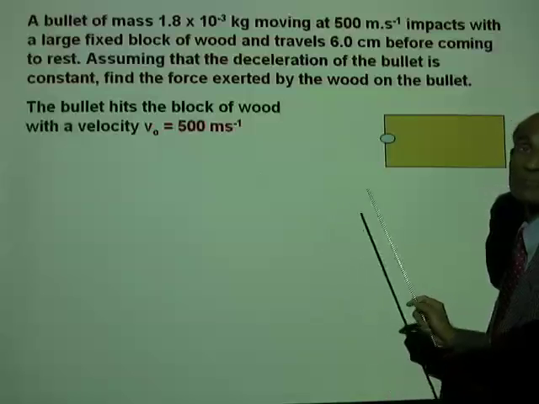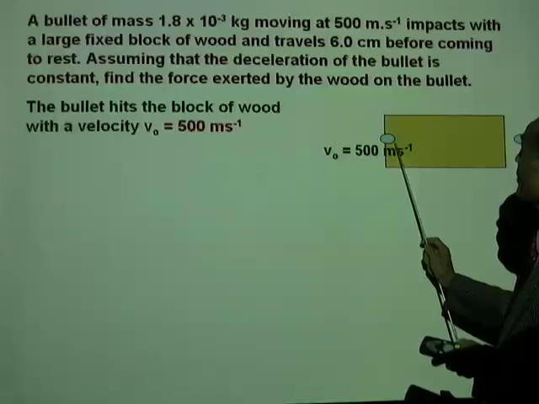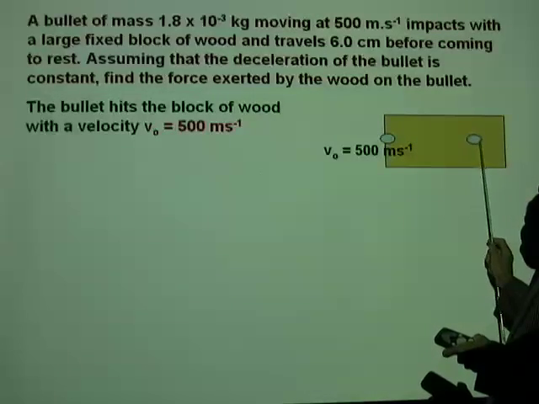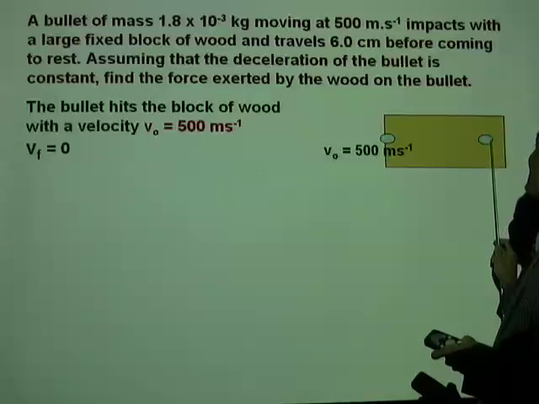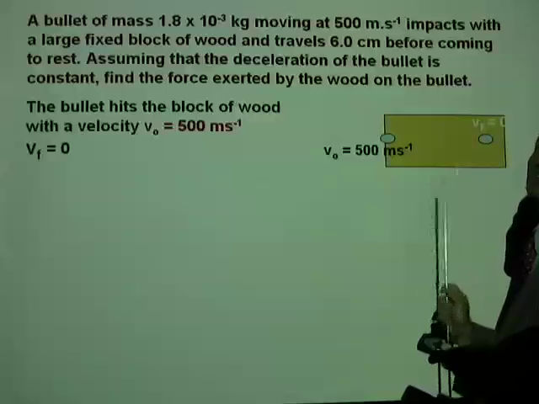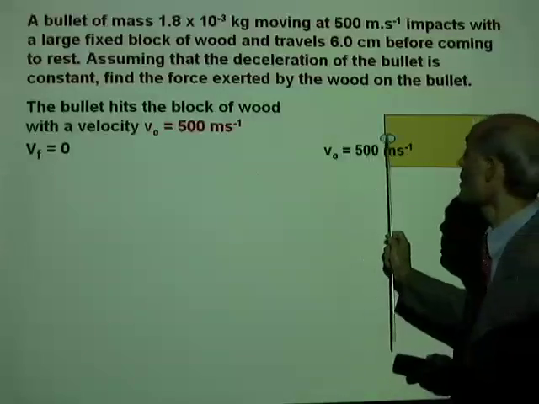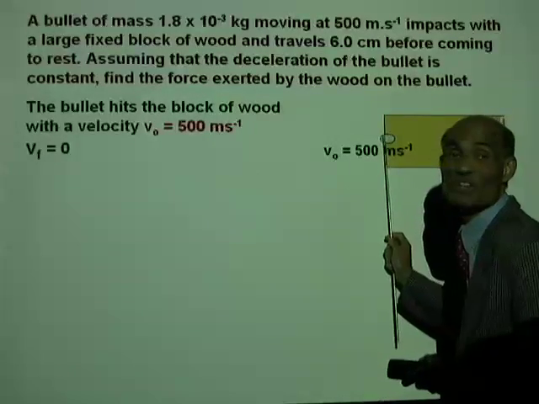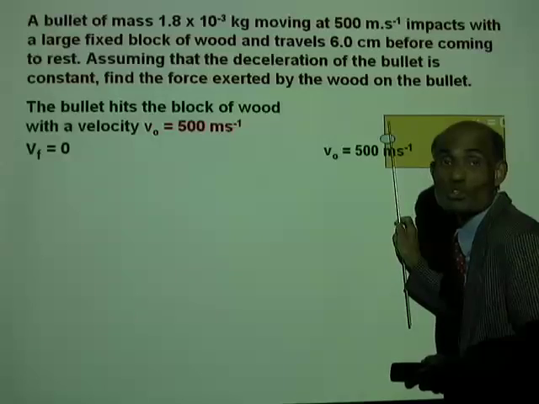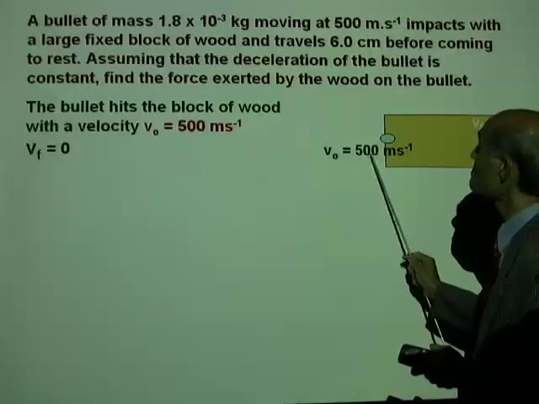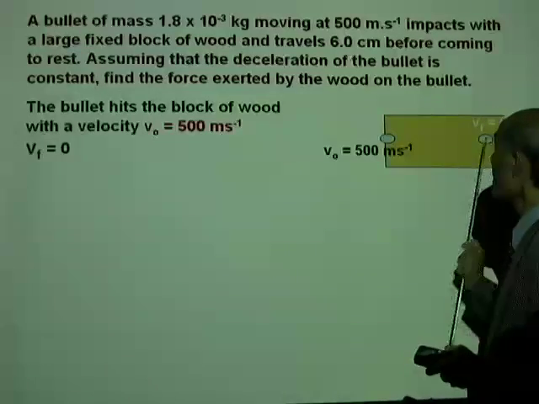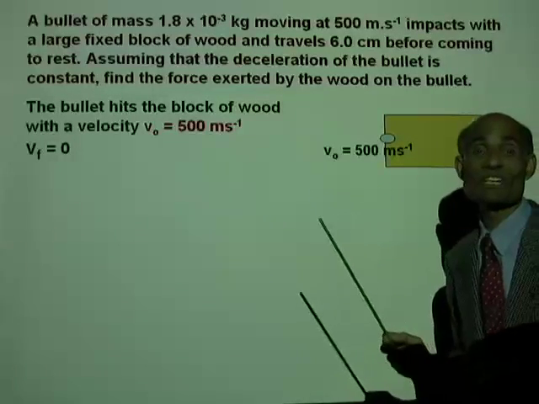V0 is 500 meter per second. And now it is going to go in and stop. Its velocity there is 0. The final velocity is 0. So when the bullet is at the front of the block of wood, its velocity is 500 meter per second. When it is brought to a stop, its velocity is 0.